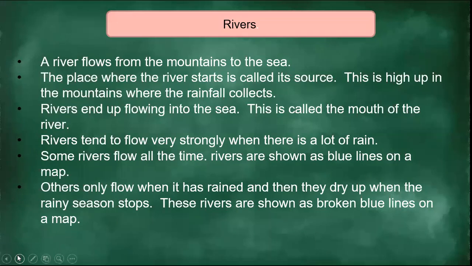Other rivers only flow when it has rained, okay? Other rivers only flow when it has rained, and then they dry up when the rainy season stops. Who can tell me when are the rainy seasons? When are we having rainy seasons?